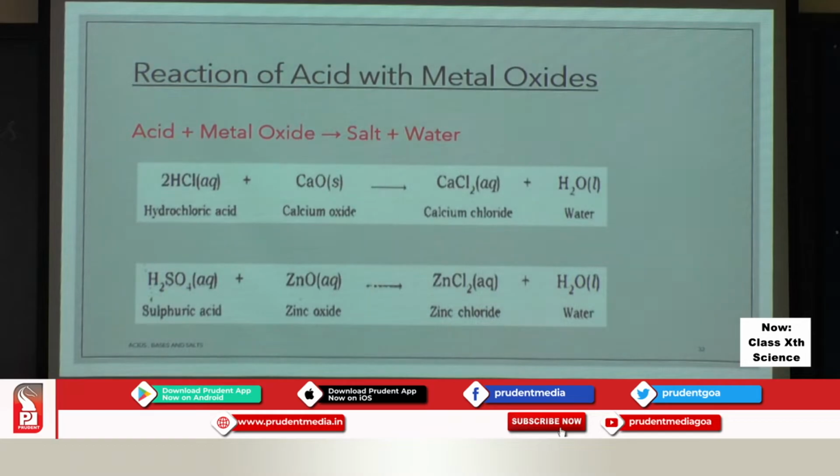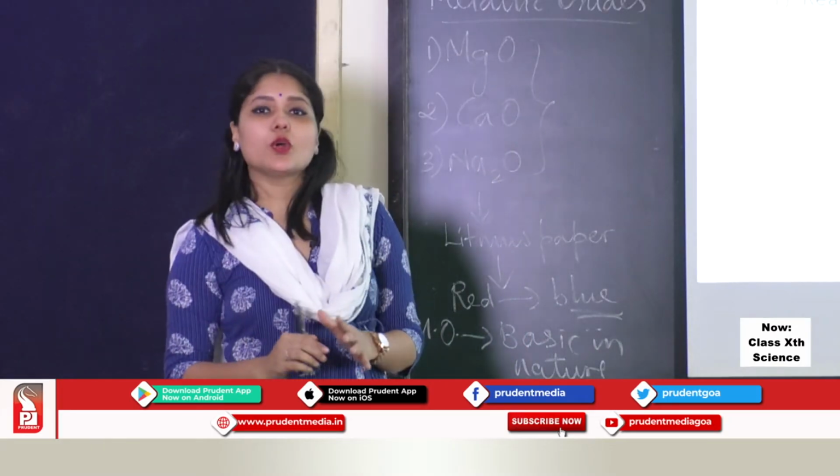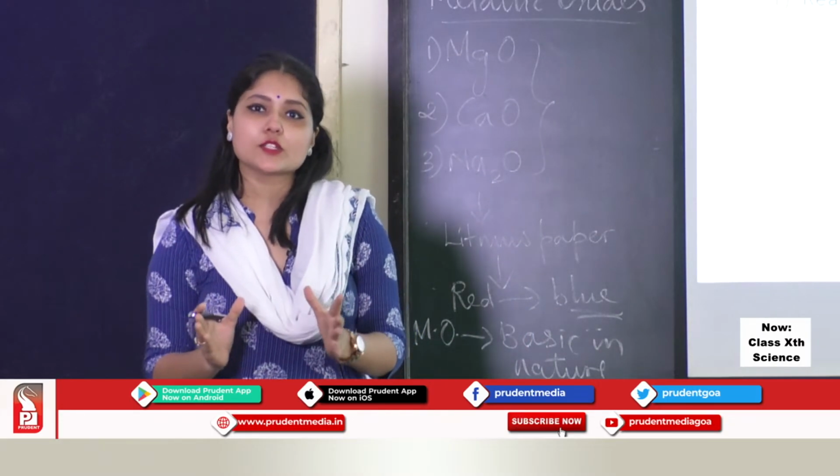So here is an example. Hydrochloric acid reacts with calcium oxide, resulting in the formation of salt, that is calcium chloride, and water. Another example, sulfuric acid reacts with zinc oxide, giving you zinc chloride and water. So calcium chloride and zinc chloride that you have got is your salt. So this is what we have learned about chemical properties of acids.